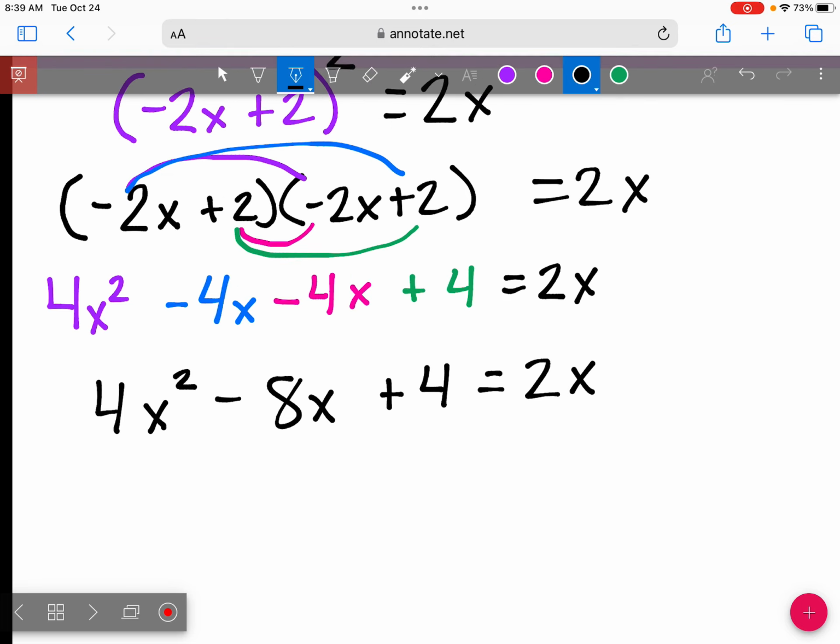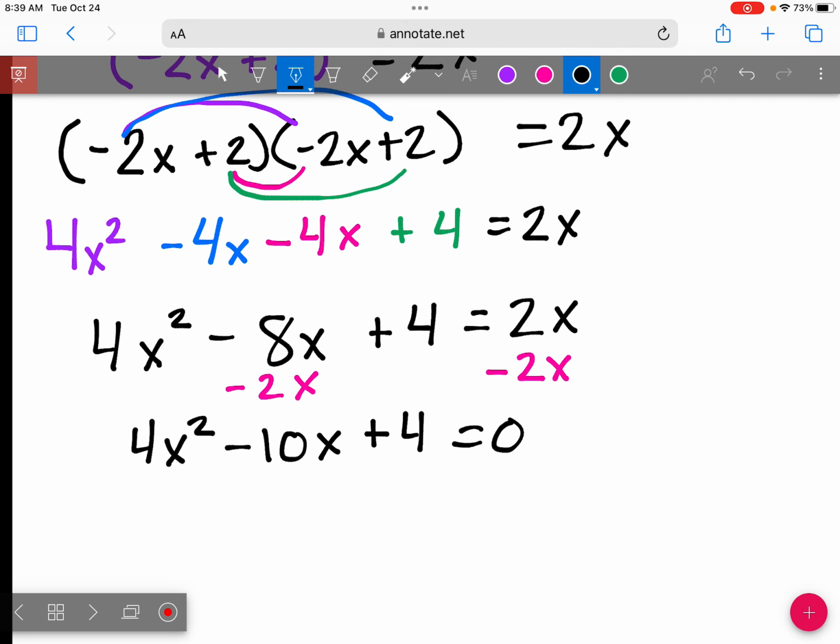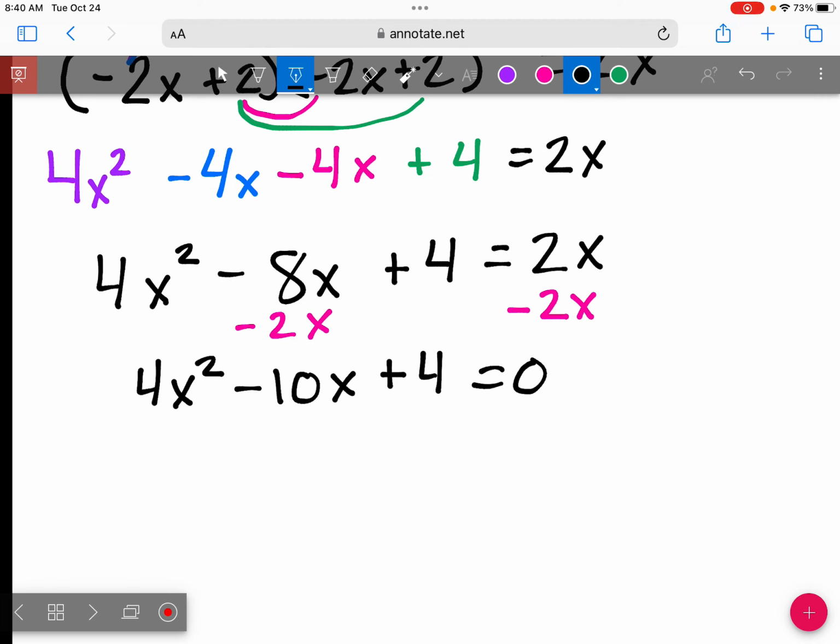Now what can we do? Before I do GCF, hold that thought for just a second. I'm going to subtract the 2x. We're going to make it equal 0 first. So we're going to have 4x squared minus 10x plus 4 equals 0. Now what are we going to do? GCF of 2. So 2 times 2x squared minus 5x plus 2 equals 0.